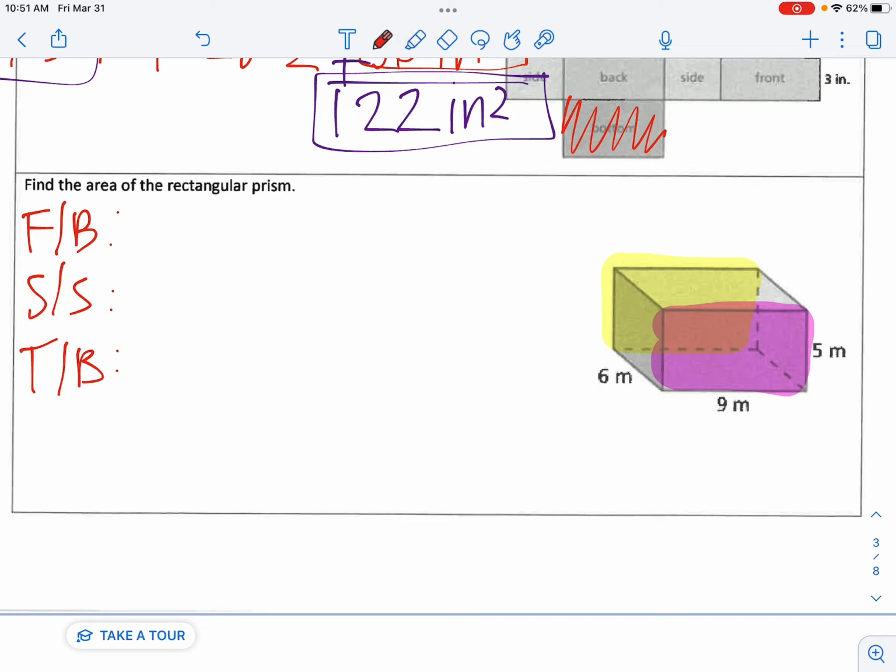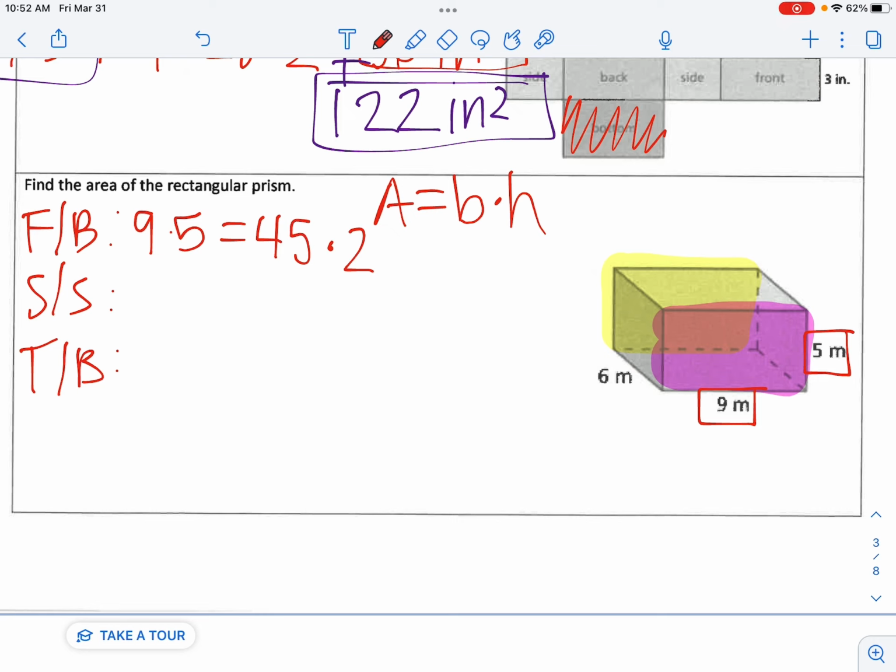So my base is 9 and my height is 5. Just remember, if we're doing rectangles, it's base times height. So for the front, we have 9 times 5, which equals 45, times 2 equals 90. Okay, think back. Why did we multiply by 2 on this? Okay. Hopefully you said it's because it's the front and the back. They're exactly the same. So we multiply by 2. So we get 90 inches squared.